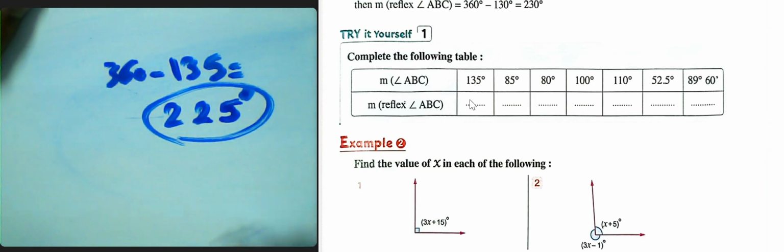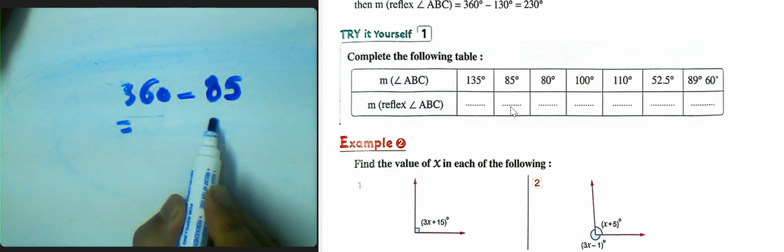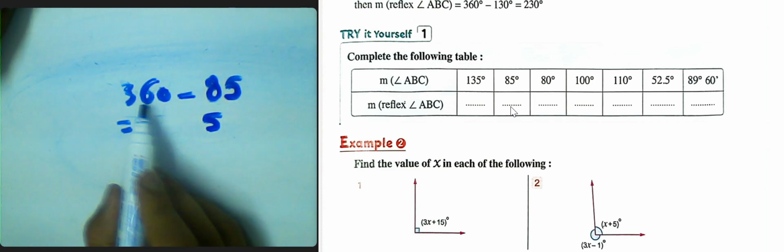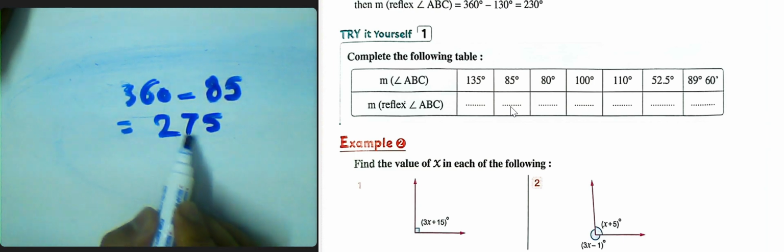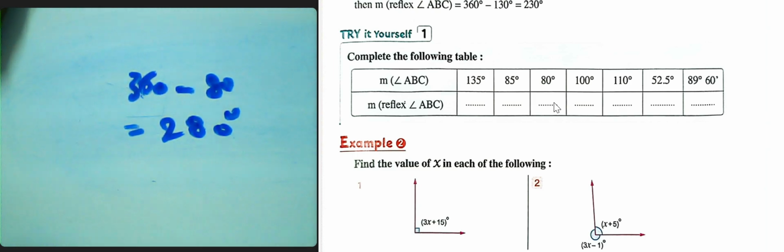Okay. And then to find the reflex angle here, write 360 subtract 85. 12 minus 5 equals 7, and 15 minus 8 equals 7, and write 2. The result will be 275 degree. Number 3, 360 subtract 80, write 0. 16 minus 8 equals 8, and write 2. Then the result will be 280 degree.